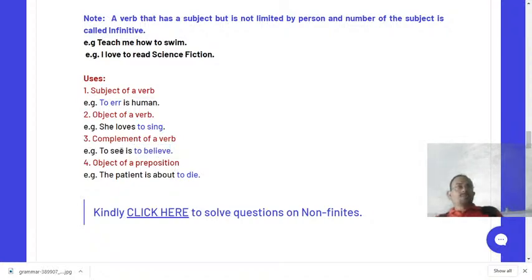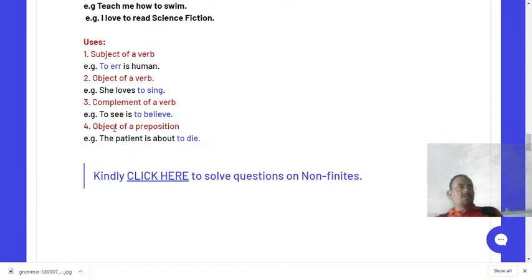So next is object of a preposition. Object means going after, so object of a preposition means the patient is about to die. So to die is used here after about, which is a preposition, therefore to die is used in the sentence as the object of the preposition. Understood? So dear students, now it's time for us to work out some questions.